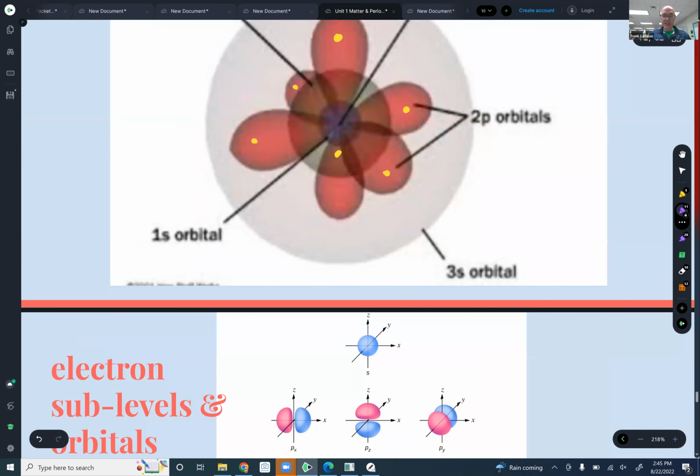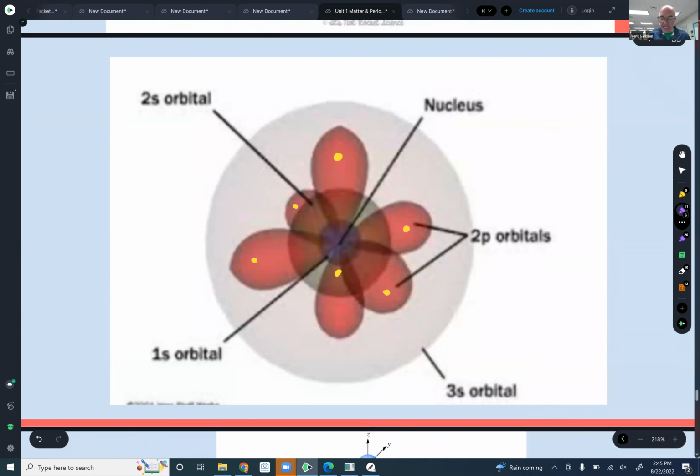What you don't need to know about, but it would be nice to know, is that these orbitals combine together to make sublevels, and we give them designations S, P, D, and F, and they look like these teardrop shapes. Somewhere in this structure is where the electrons are located.